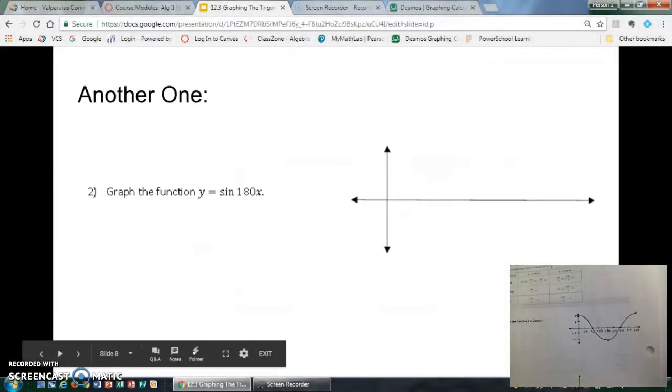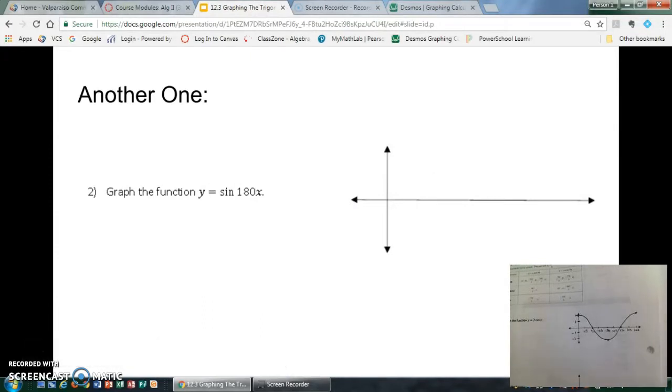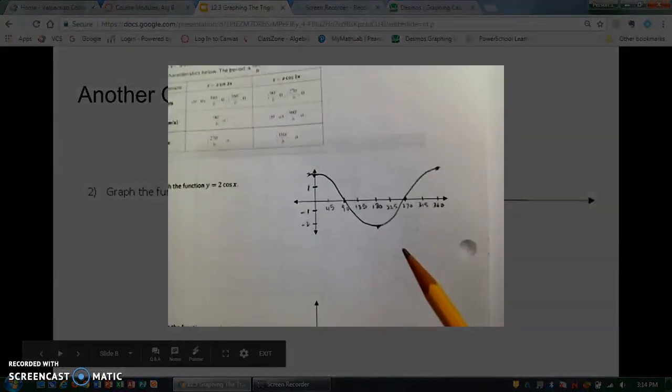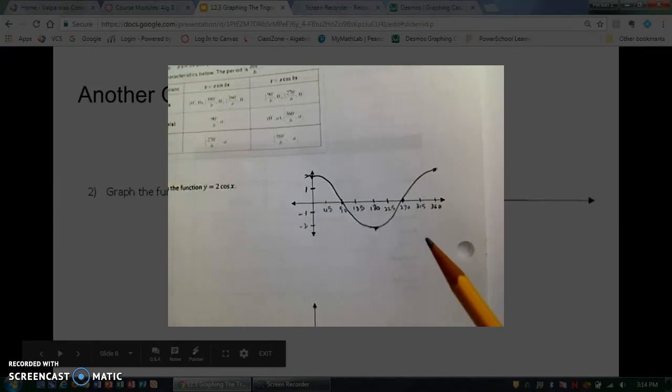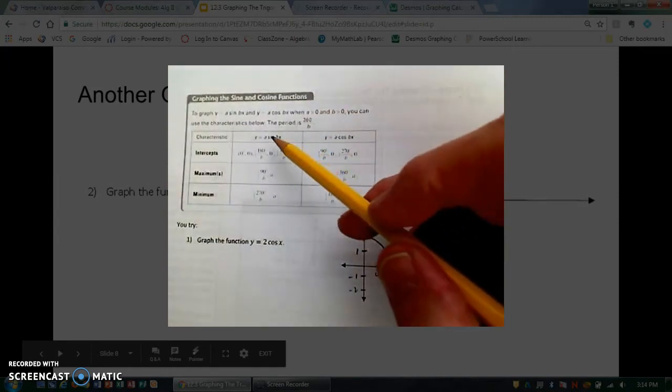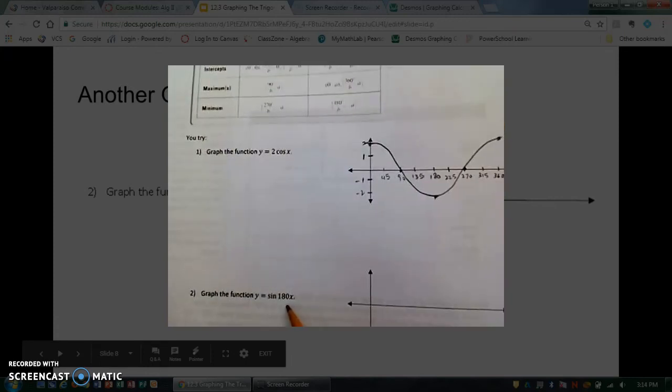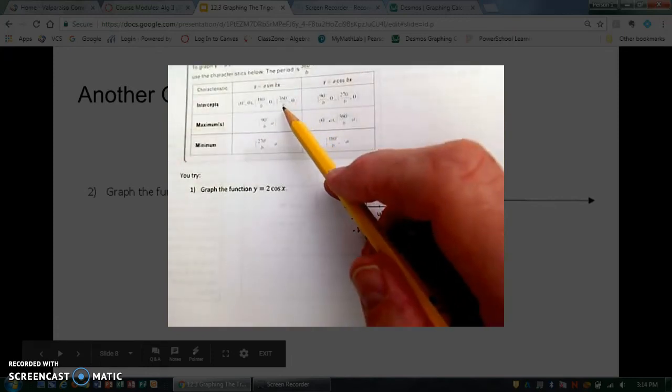Our second example, the function y equals the sine of 180 times x. So now that's going to leave the amplitude alone at 1, but it's going to change the period. If you take a look at your chart up at the top of the page, we're looking at y equals a times sine of x. We have 180 times x, so 180 is our b value.